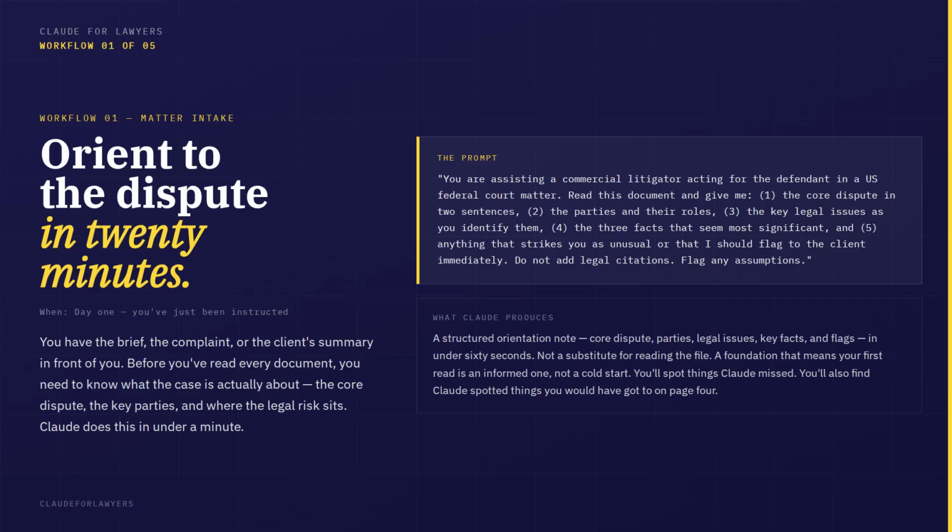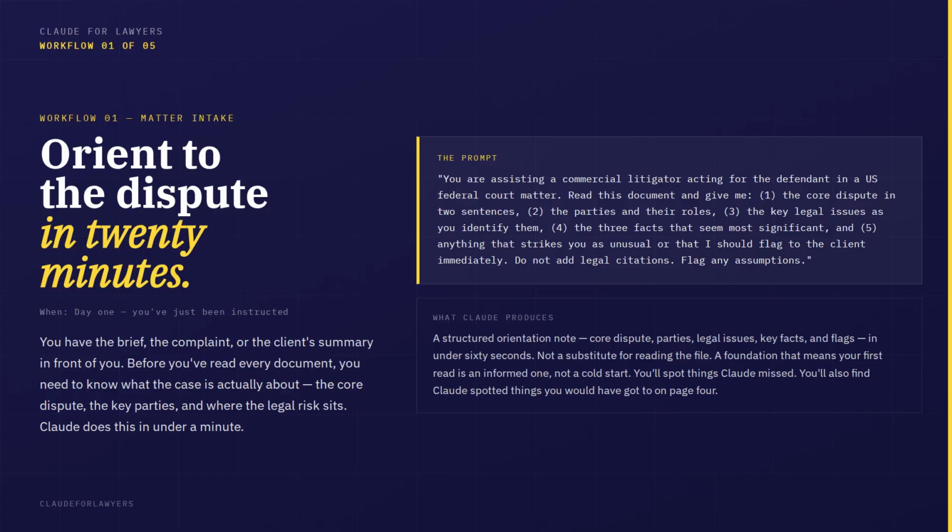You are assisting a commercial litigator acting for the defendant in a U.S. federal court matter. Read this document and give me 1. The core dispute in 2 sentences. 2. The parties and their roles. 3. The key legal issues as you identify them. 4. The 3 facts that seem most significant. And 5. Anything that strikes you as unusual or that I should flag to the client immediately. Do not add legal citations. Flag any assumptions. Paste your brief or complaint into Claude after that prompt and run it.